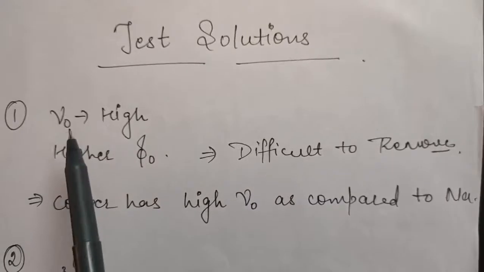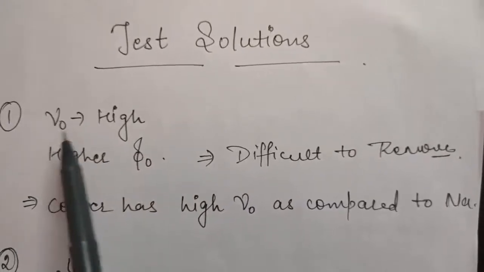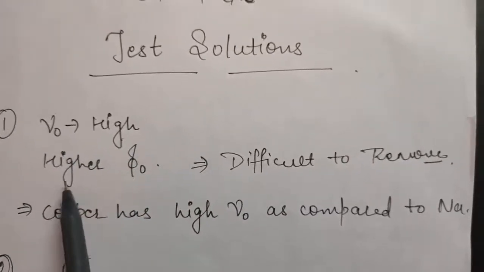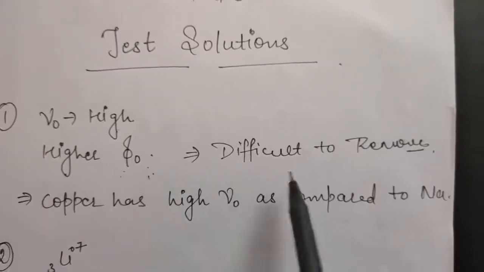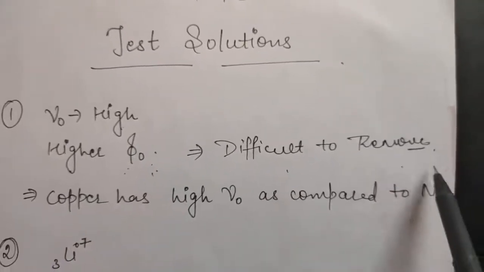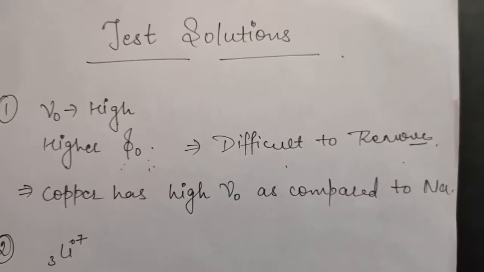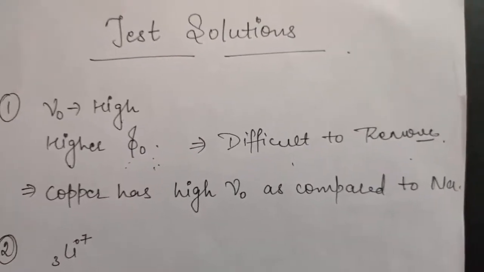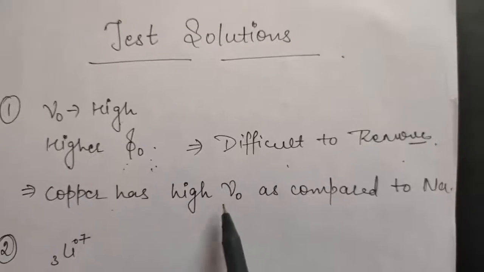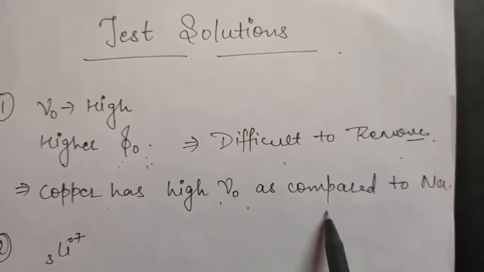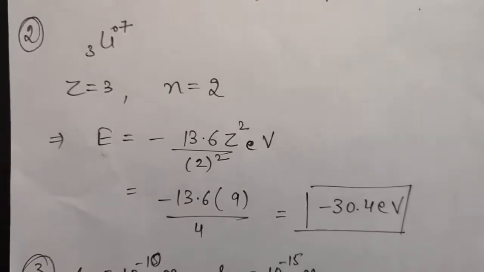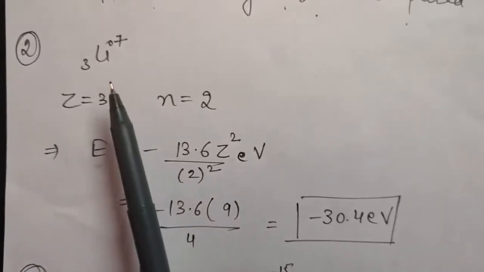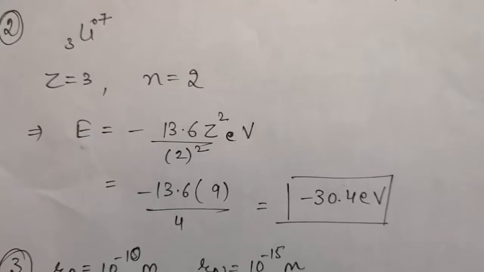So first of all, if some material is having high threshold frequency, that means it will be having higher work function, and higher work function means it will be difficult to remove the electron from it. So therefore, according to the given condition, you can say copper will be having high threshold frequency as compared to sodium.